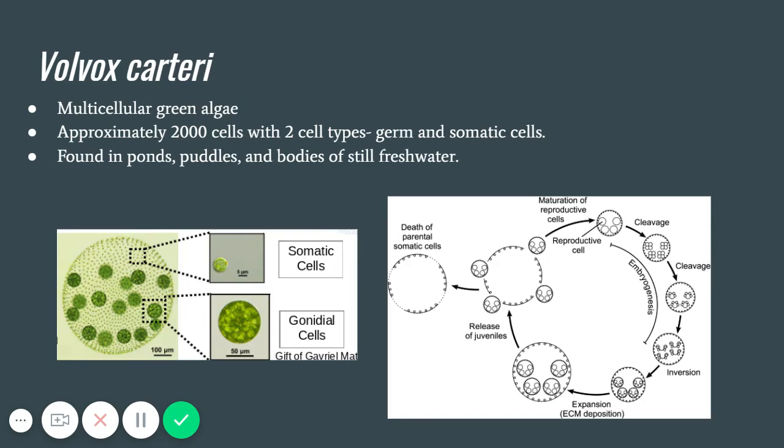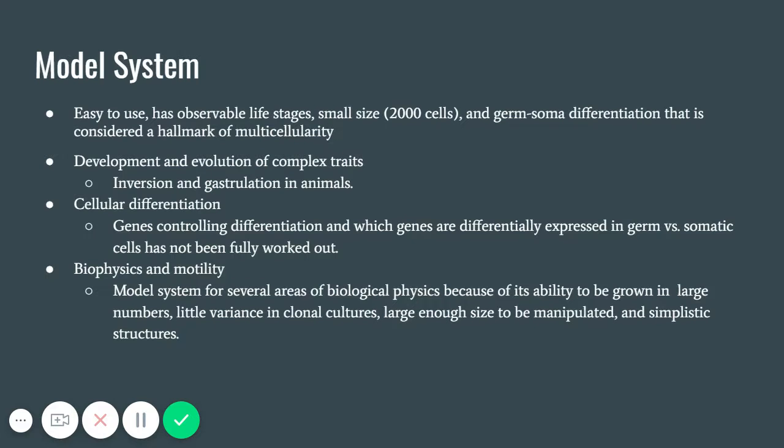Volvox carteri is one of 50 known types of Volvox, which is a kind of multicellular green algae. It has approximately 2,000 cells and two cell types, germ and somatic. In nature, it can be found in ponds, puddles, and other bodies of still fresh water.